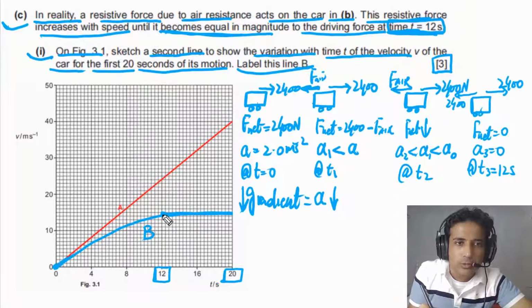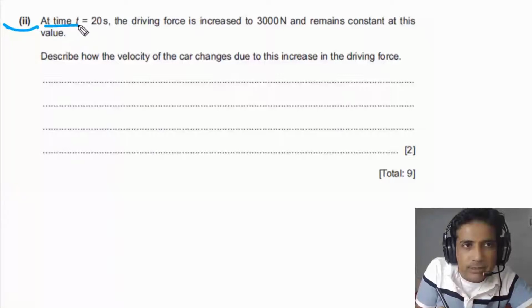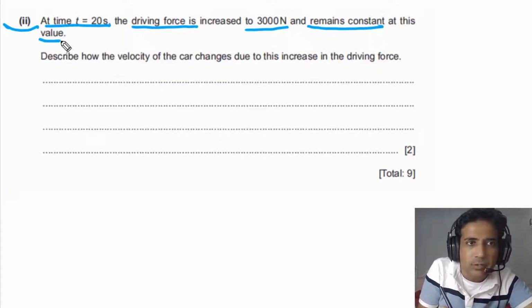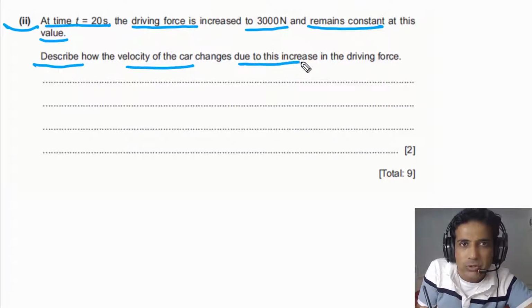So the terminal velocity at this point has to be lower than the velocity of the car when there was no resistive force. So it has to be below this one. For the second part, it is given to us that at time T is equal to 20 seconds, the driving force is increased to 3000 newtons and remains constant at this value. We need to describe how the velocity of the car changes due to this increase in the driving force.